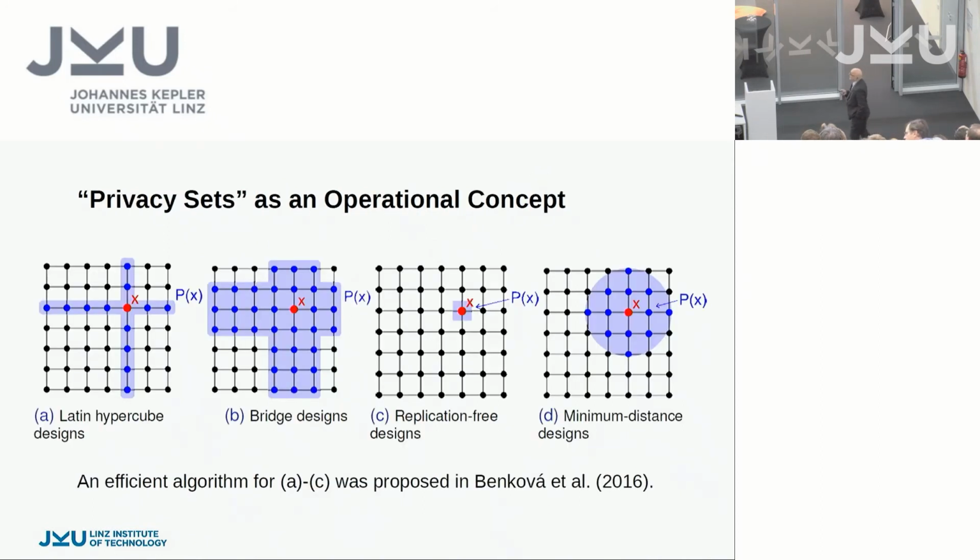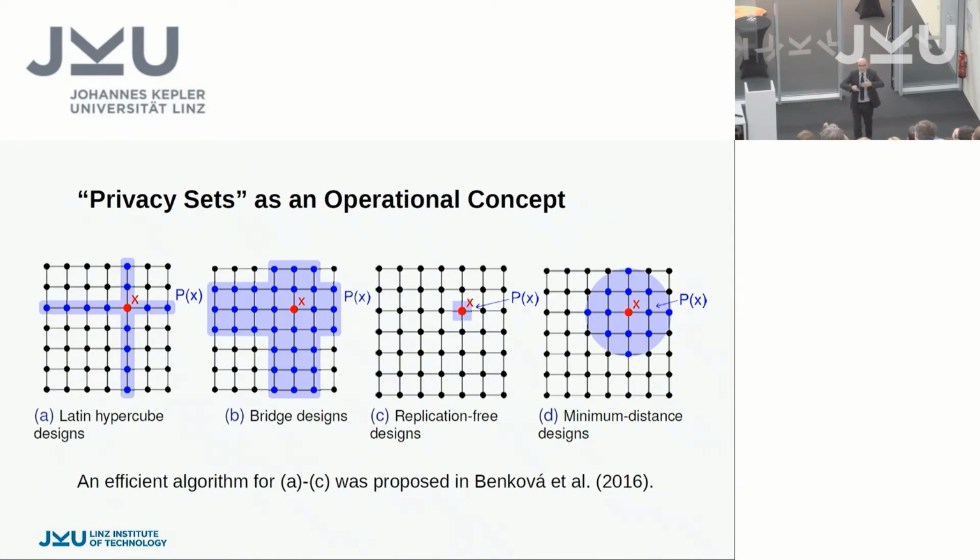Now we have come up with a concept that we call privacy sets as an operational concept for how to generate such designs. And privacy sets, in some sense, unify all these generation methods for hard constraint designs that I told you. For instance, first of all, the concept. So here, when you have a discretized region and you have a single point X that you have selected, then the privacy set is the set from which you are not supposed to select other points. This is the blue set.